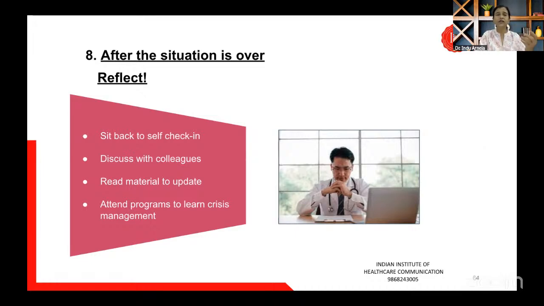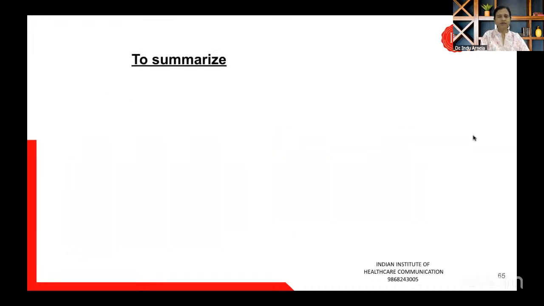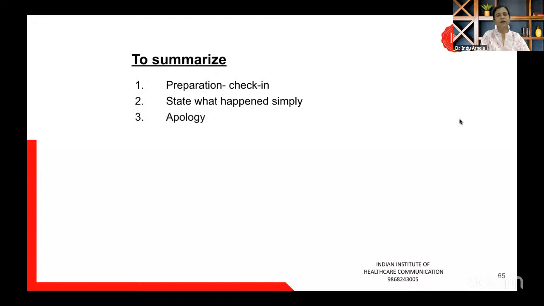You may not immediately get the exact answer when you are in this situation, but when you're doing a role play or a mock exercise, definitely as a group you can collectively come up with possible answers that can help you handle the situation effectively. So to quickly summarize what we have discussed, it's important to prepare yourself and state to the patient and the family about what has happened, and accept the mistake.